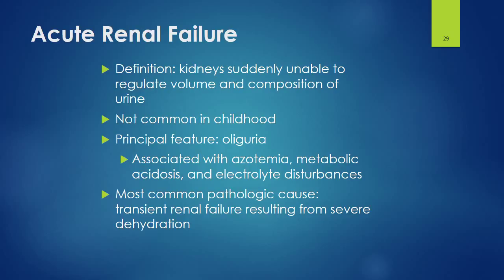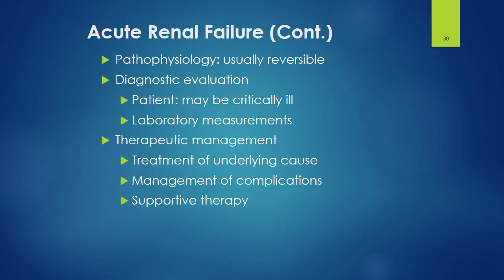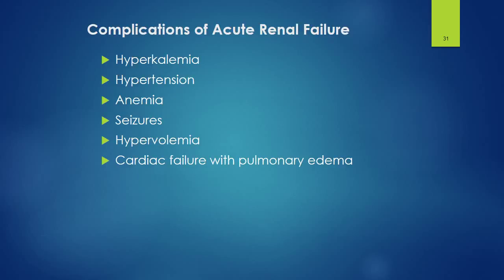The most common cause in children is transient renal failure resulting from severe dehydration. Acute renal failure is usually reversible. The infant or child is usually already critically ill. Laboratory measurements are important during renal shutdown. Things that would be measured would include BUN, serum creatinine, pH, sodium, potassium, and calcium. Therapeutic management would include treating the underlying cause, managing complications, and providing supportive therapy. Complications of acute renal failure include hyperkalemia, hypertension, anemia, seizures, hypervolemia, and cardiac failure with pulmonary edema.